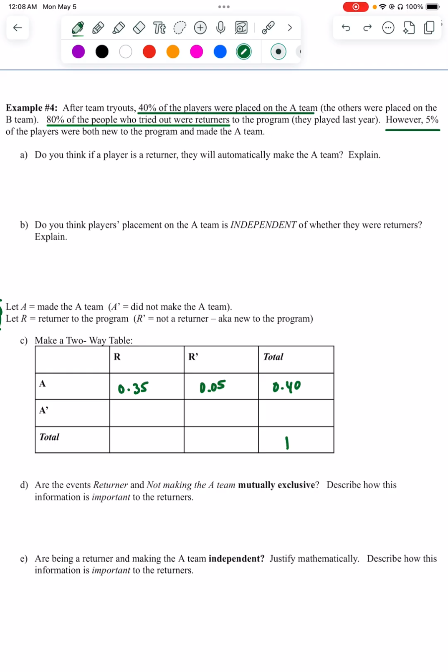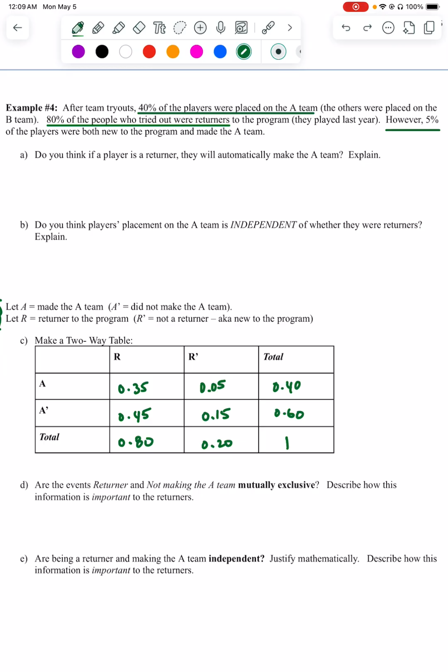Okay, now what else do we have? We have 80% of the people who tried out were returners. So the total returners is this. That's 80% of the total, which makes this 0.45. And now if this is 0.4, then this is 0.6 to get a total of 1. And if this is 0.45, what do I need here to get 0.6? I need 0.15. And notice how this whole thing is 1. Okay, so this is how you handle these types of questions, right? You find one or two answers and then the domino effect.